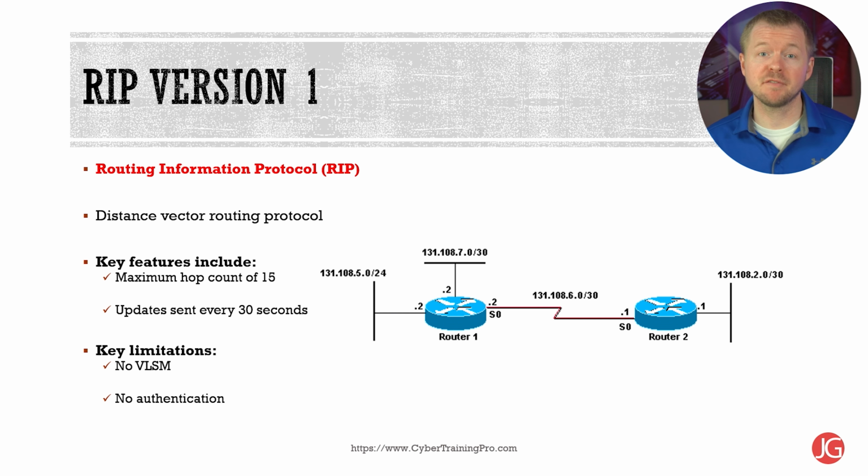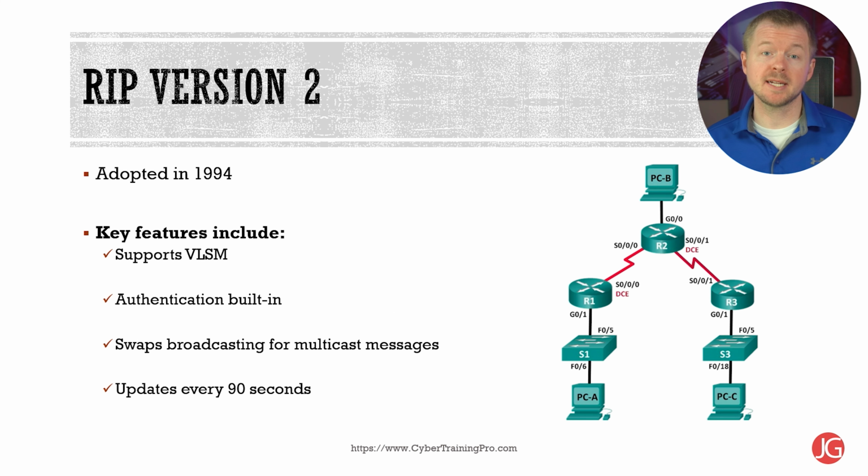And if it wasn't bad enough yet, RIP v1 didn't have authentication mechanisms, so attackers could send false routing table information. RIP version 2 was adopted in 1994, and it works similar to RIP version 1. RIP version 2 did have some additions though, and those additions include that it supports variable length subnet masking. It also includes authentication built into it. It swaps broadcasting for multicast addresses, and it changes the update time frame from 30 seconds to 90 seconds.